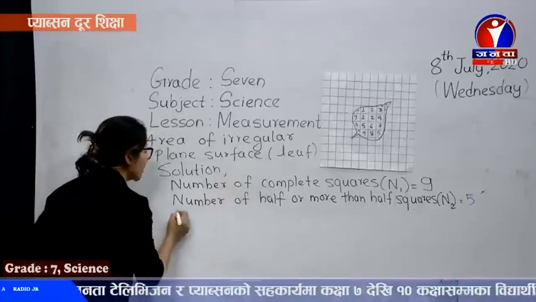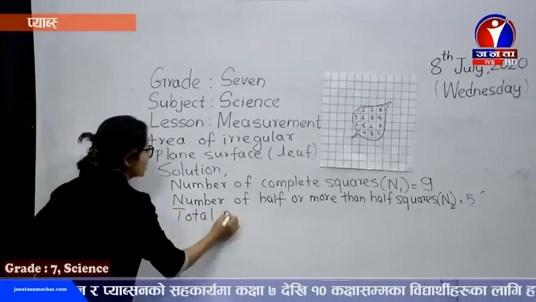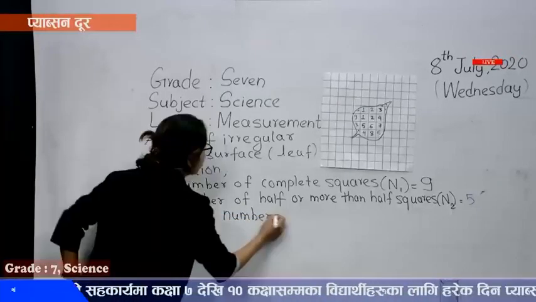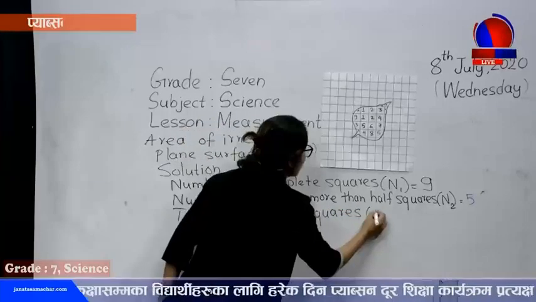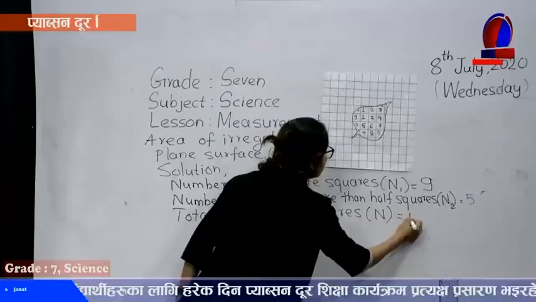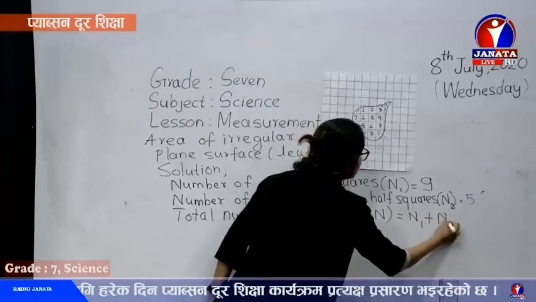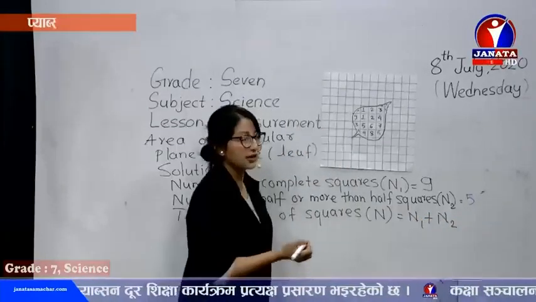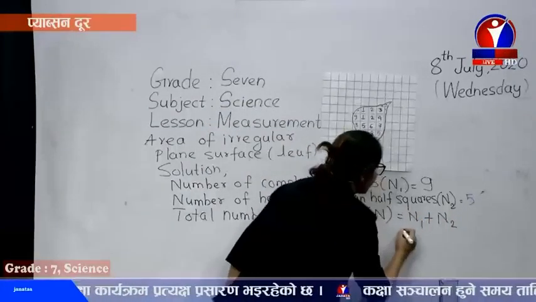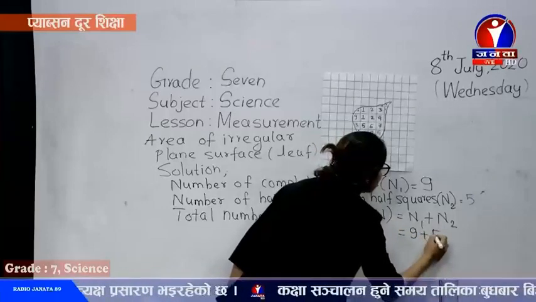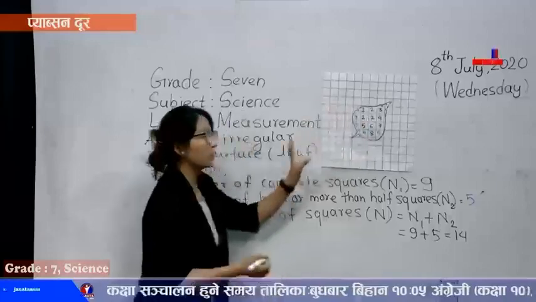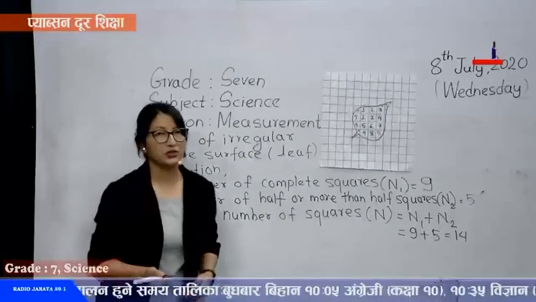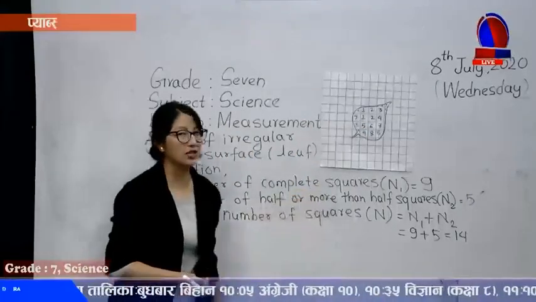So the total number of squares, all together, is n plus n1 plus n2, and when we add it, 9 plus 5, it's 14. So the total number of squares covered by the plane surface of this leaf is 14.